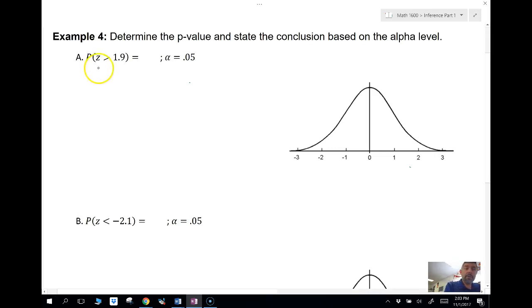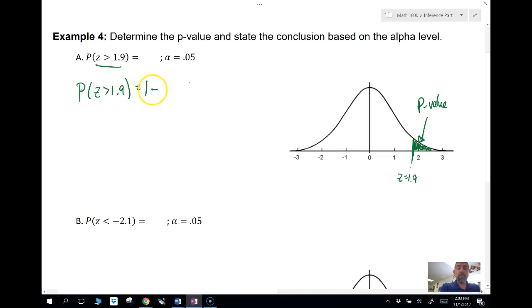So what we're going to do is z is greater than 1.9. So we're going to go to 1.9 here, and we're going to shade this area because it's greater than. Now I'm just going to put an arrow and say, hey, that's my p-value. The p-value is a shaded area. Now we know how to find the shaded area. We're going to look in our z table. So right now, if you have a z table, look in your z table. I'm not going to bother and look for it. You should be able to do this already.